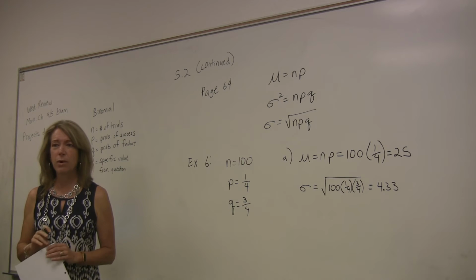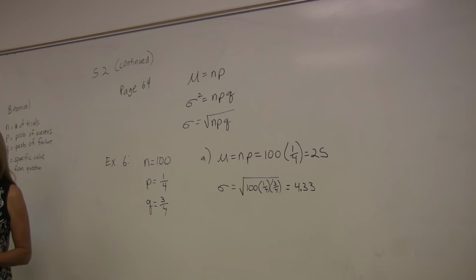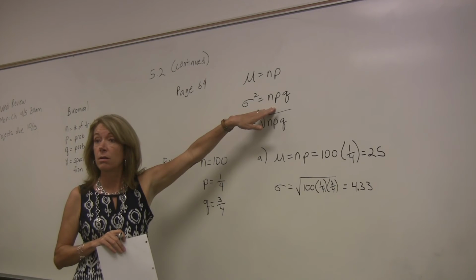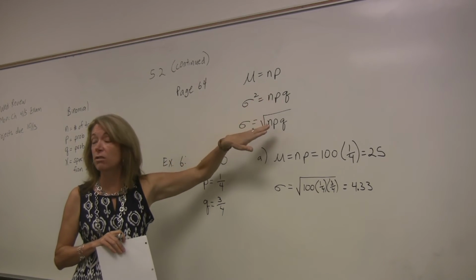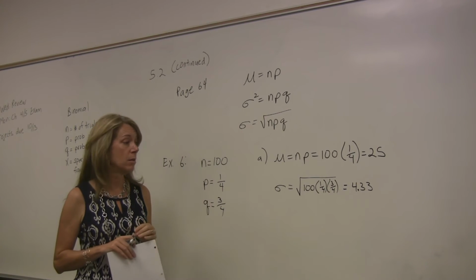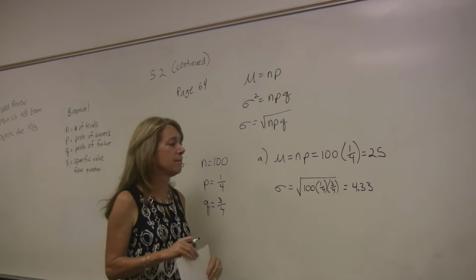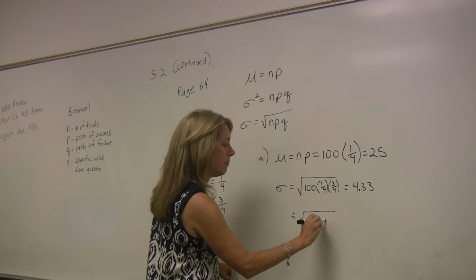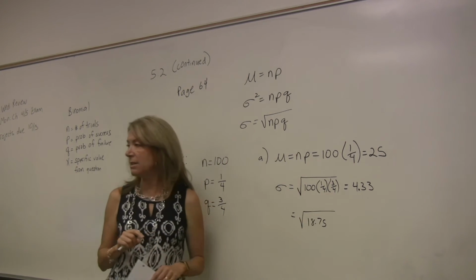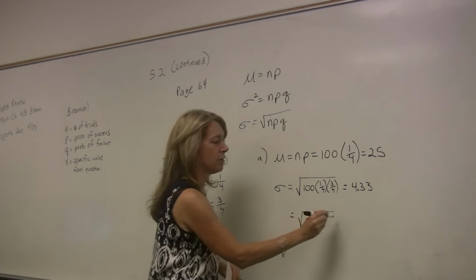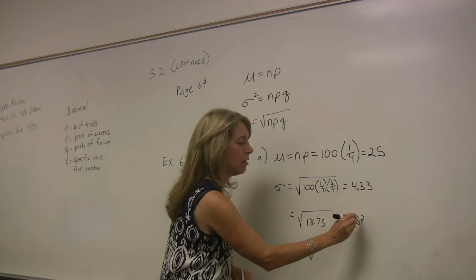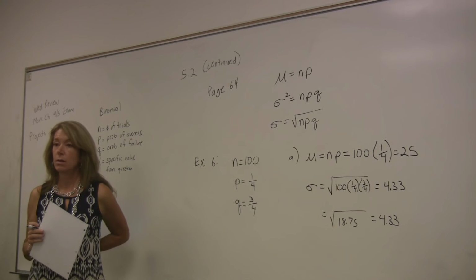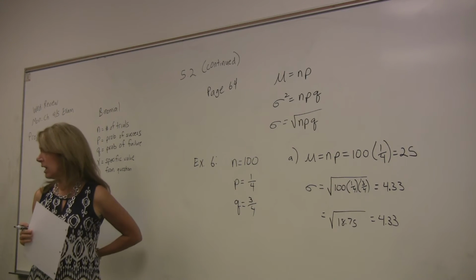Do we agree with Hector's 4.33? I did the variance first. You found the variance, then took the square root, that's fine. So he did n times p times q, took that answer and then just took the square root of it. What was the answer before you took the square root? Did you write it down? Yeah, it was 18.75. So when you multiplied those 3 out, you got 18.75. And then when you took the square root, that's where you got 4.33.